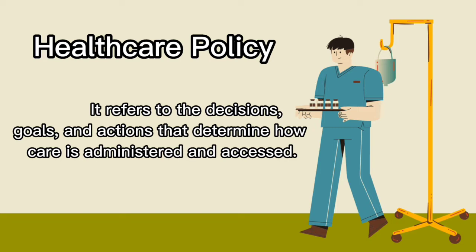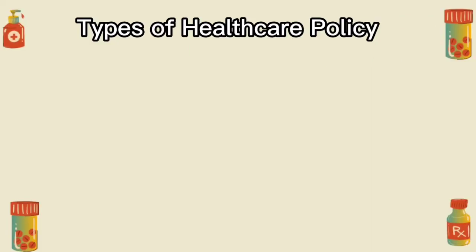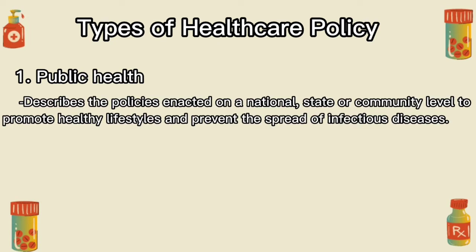For example, policies can include legal and safety regulations by state or protocols regarding how care and medicine are delivered to patients at a specific hospital. The following are types of healthcare policy. The first one is public health. Public health describes the policies enacted on a national, state, or community level to promote healthy lifestyles and prevent the spread of infectious diseases.